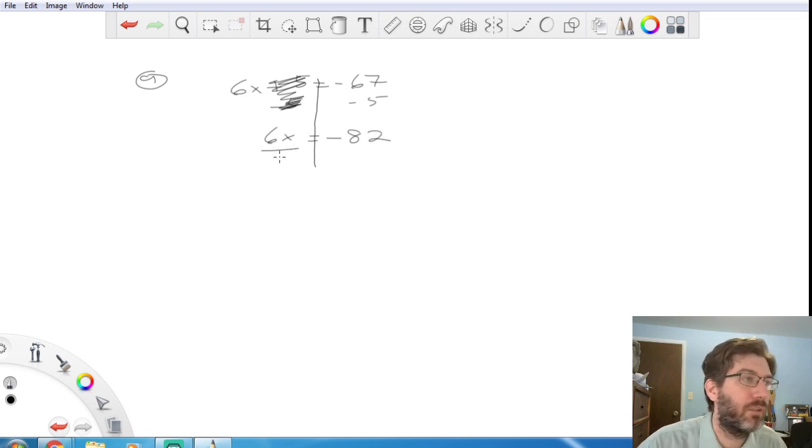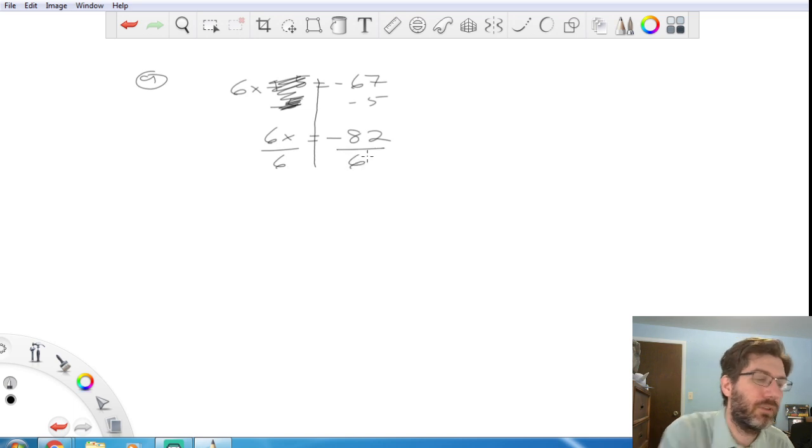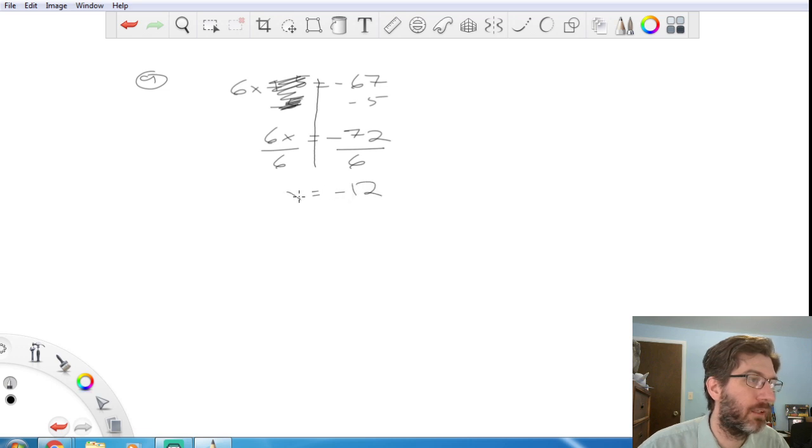And then you're going to divide each side by 6. And hopefully 82 is divisible by 6, which it's not, is it? Did I do that wrong? I'm sorry, that's a 72. That's where I went wrong. This is a 72. 72 divided by 6 gives you that negative 12. And you can check that. 6 times negative 12 gives you the negative 72. And then you want to add 5 to that to get your negative 67, which will work.